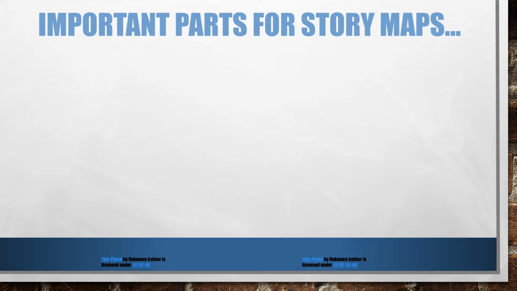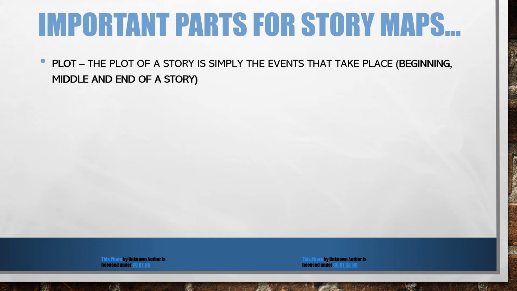Another important part to include in making a story map is the plot. This is where you're going to tell a little bit about the beginning of the story, the middle, and then what happens at the end of the story. It doesn't have to be a lot of information. It can be a sentence or two, just enough to help you with retelling.